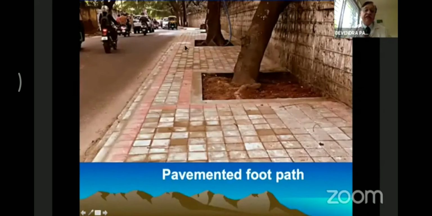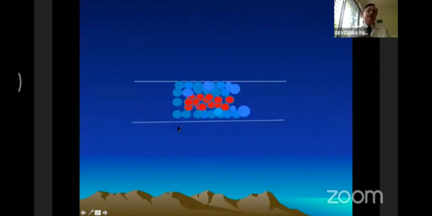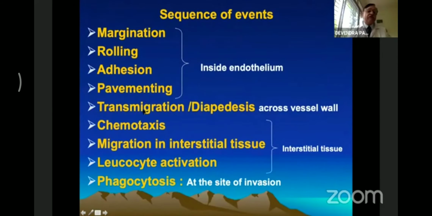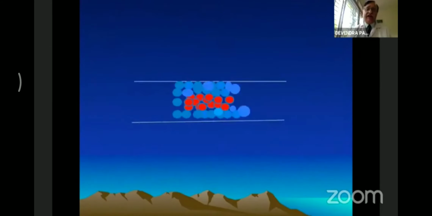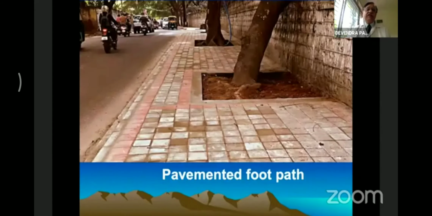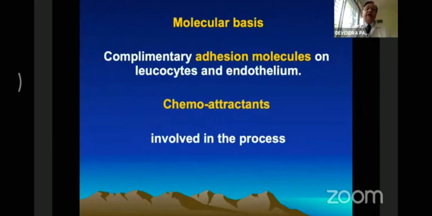This is a pavemented footpath. The tiles are covering the footpath. So pavementing by the neutrophils means that the entire surface of the endothelium is filled with the neutrophils. Then transmigration occurs. They just jump out from inside the blood vessel to outside. That is also known as diapedesis. Then chemotaxis. They travel according to the chemical gradient towards the place where the injury has occurred. Leukocytes get activated and ultimately they will eat away the bacteria or the injuring particle.